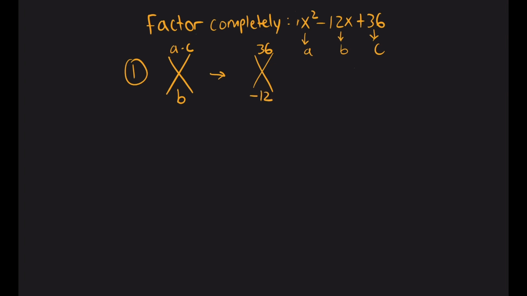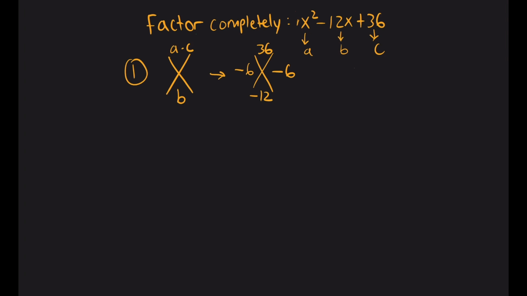And so now I want to find two values, right here and over here, that multiply to 36, and when you add those two values you get negative 12, right? So I'm gonna just go with negative 6 and negative 6. And why did I choose that? Because negative 6 times negative 6 gives me the 36 up top, and negative 6 plus negative 6 gives me the negative 12 at the bottom, right?